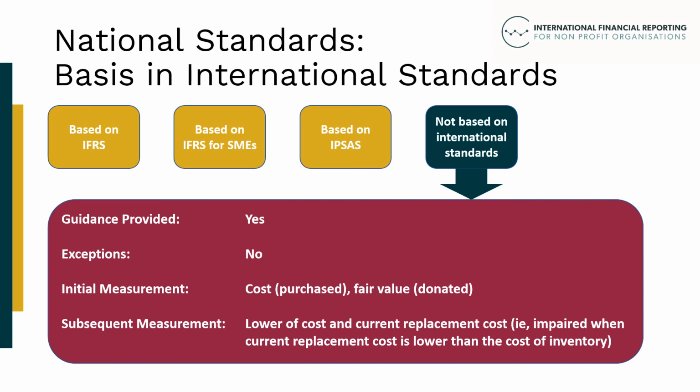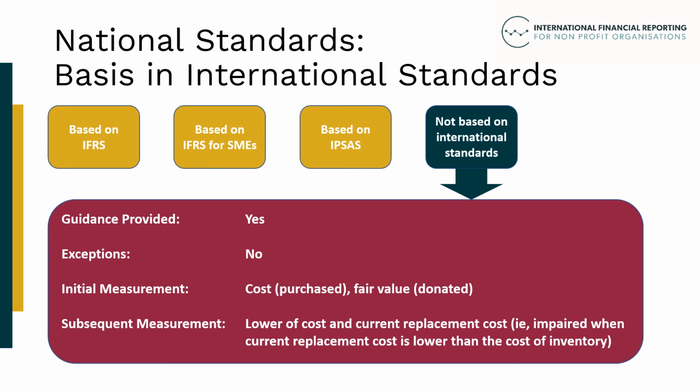This standard setter has also issued a separate standard on inventories held by non-profit organisations. This standard includes guidance on donated inventories. Inventories held for use or distribution are measured at the lower of cost and current replacement cost. In other words, inventory is impaired where the current replacement cost is lower than the cost of the inventory. Unlike some other approaches, it doesn't take account of service potential.